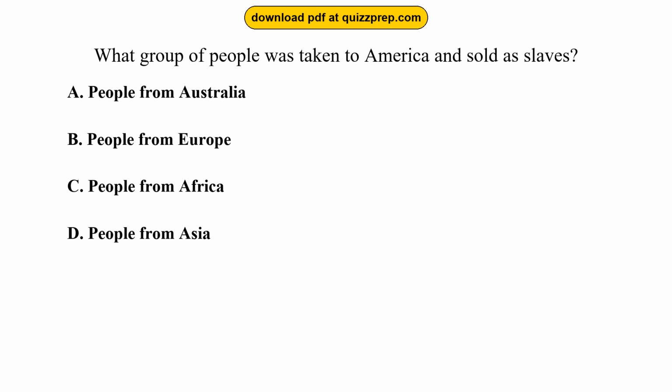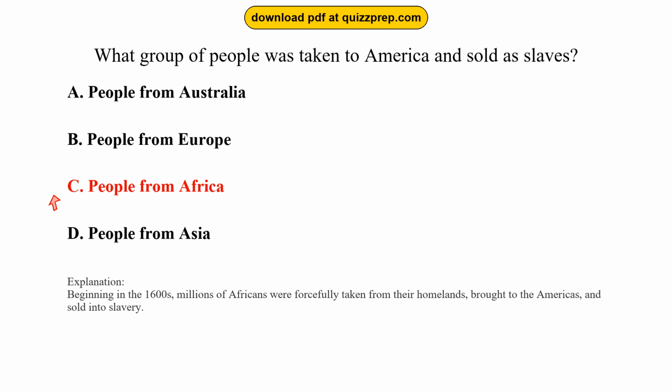Question 41. What group of people was taken to America and sold as slaves? Option A. People from Australia. Option B. People from Europe. Option C. People from Africa. Option D. People from Asia. The correct answer is option C. People from Africa. Beginning in the 1600s, millions of Africans were forcefully taken from their homelands, brought to the Americas, and sold into slavery.